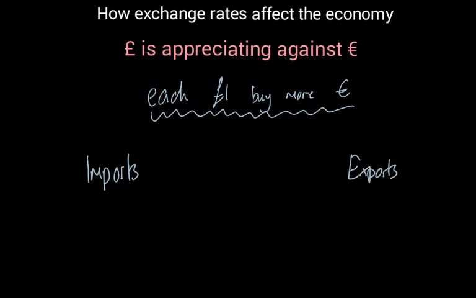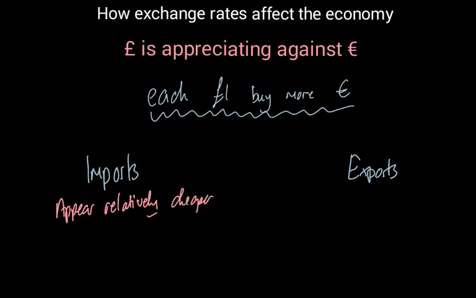What's going on with the imports? Well, now each pound buys more euros. So that means that anything that has a price in euros is now going to start to appear a little bit cheaper to me because each pound that I have will buy more of them. So what that means is that my imports from Europe will start to appear relatively cheaper because of the exchange rate.